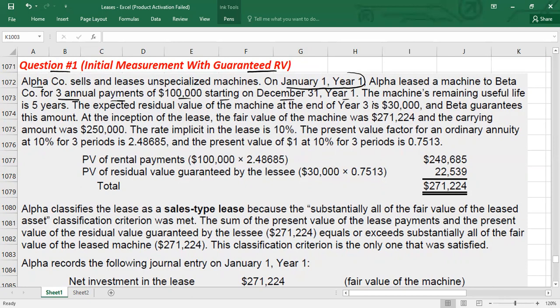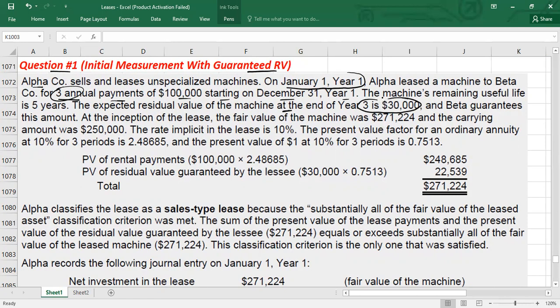It means there are 3 payments of $100,000, and each payment is at the end of the year. The machine's remaining useful life is 5 years, but the lease term is 3 years. The expected residual value of the machine at the end of year 3 is $30,000, and Beta guarantees this amount. It means this amount is fully guaranteed by Beta.